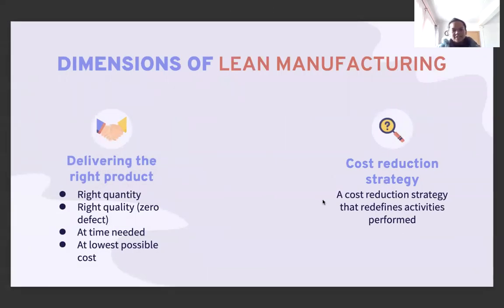About the dimensions of lean manufacturing, we are talking about two dimensions. The first one is delivering the right product, and the second one is cost reduction strategy. In delivering the right product, we are talking about the right quantity and the right quality, so zero defects, at the time needed and at the lowest possible cost. And cost reduction strategy actually redefines activities that are performed.